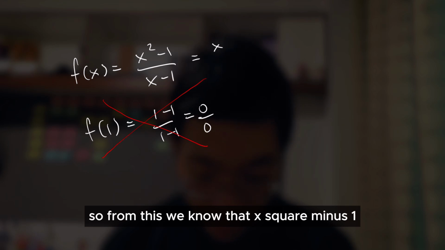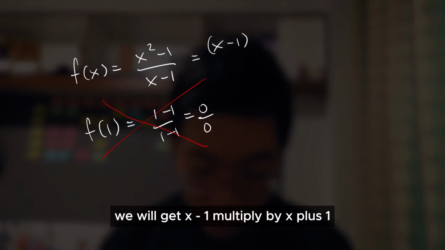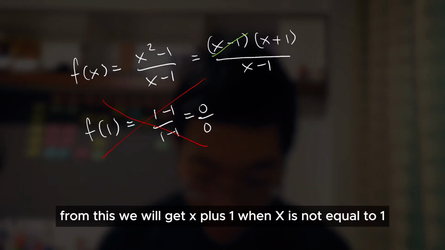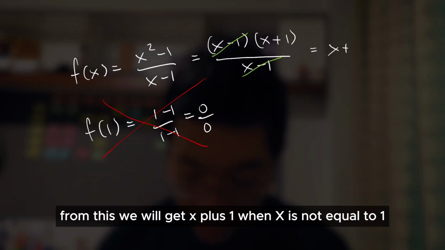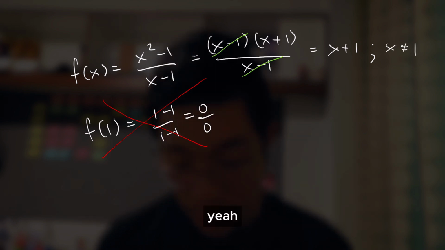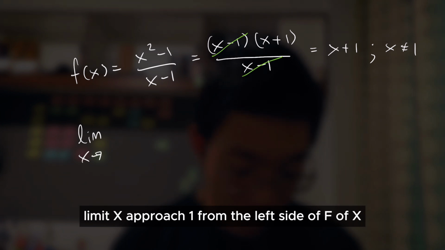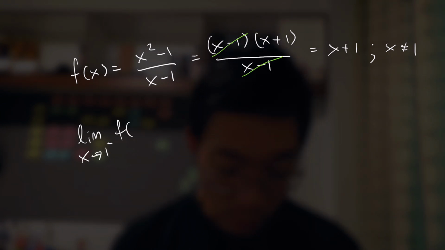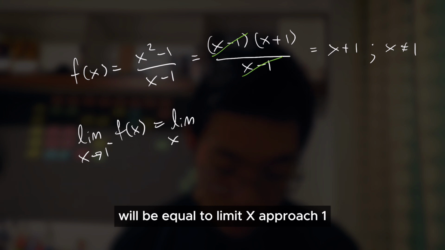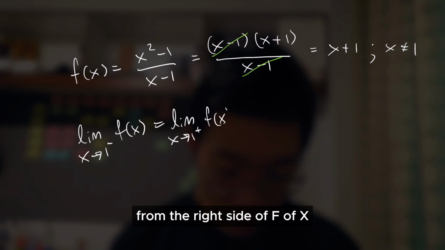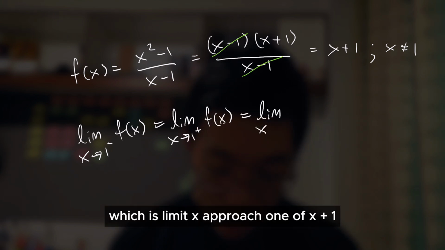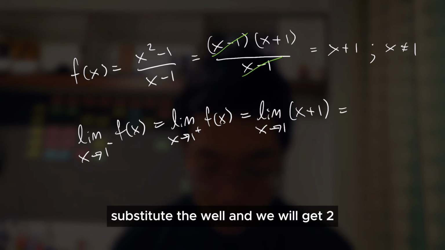So from this, we know that x squared minus 1 will be x minus 1 multiplied by x plus 1. From this, we will get x plus 1 when x is not equal to 1. Now, let's look at the limit. Limit x approaches 1 from the left side of f of x will be equal to limit x approaches 1 from the right side of f of x, which is limit x approaches 1 of x plus 1. Substitute the value and we will get 2.